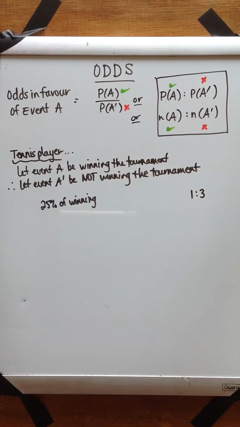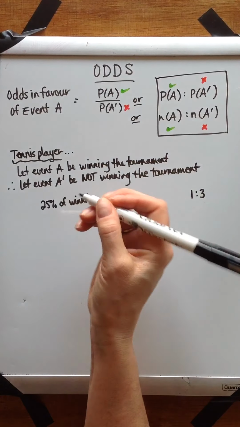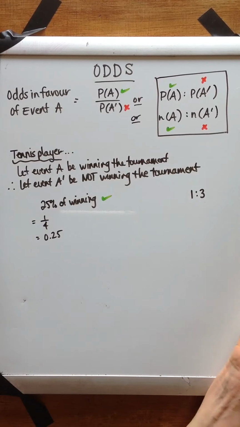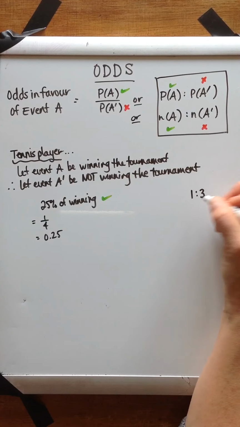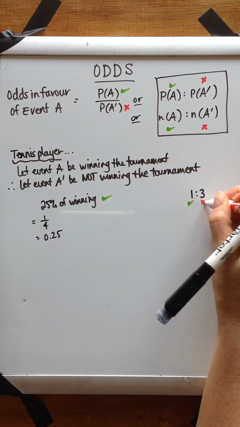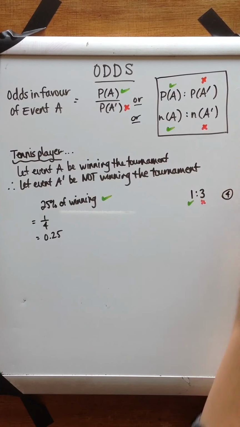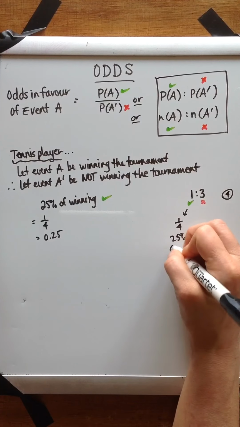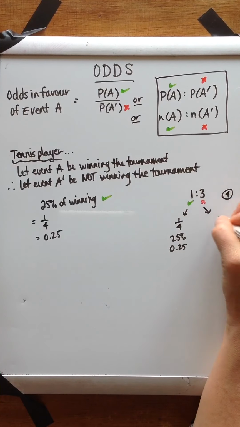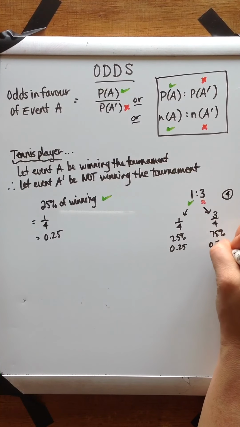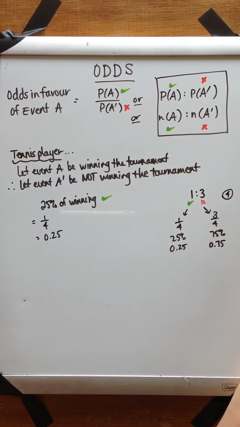So 25% chance of winning, of course, means 25 out of 100, or it means 1/4 as a fraction, or it could be 0.25 as a decimal. When we look at odds, we recognize that there is 1 chance of winning, 3 chances of not winning, but there are a total of 4 chances altogether, 1 for the win and 3 for not. So the chances of winning the tournament are actually 1 in 4, or 25%, or 0.25. And the probability of not winning is 3 out of 4, which would be 75%, or 0.75, written as a fraction and a decimal, respectively.